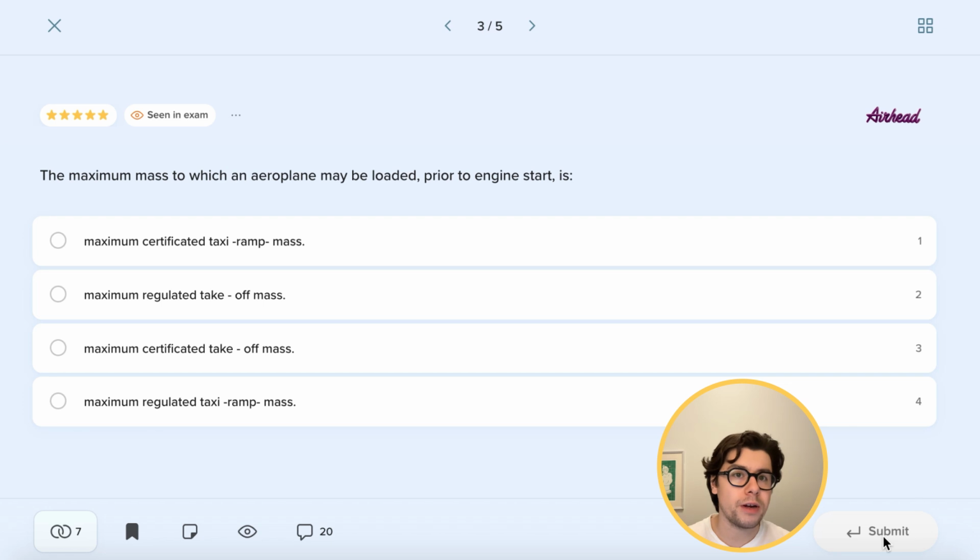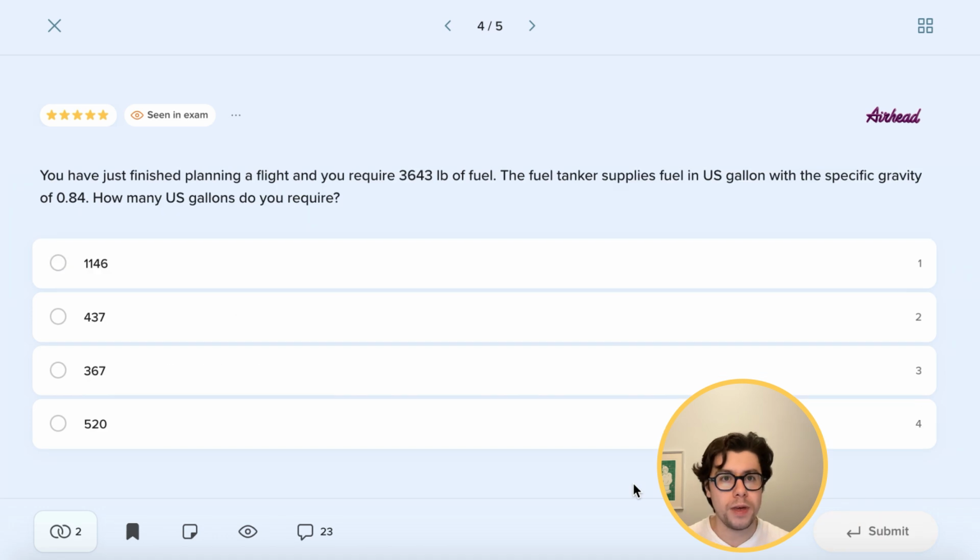So our aircraft can be loaded with a certain amount of fuel, it can be moving with a different amount of fuel, and it can also take off with a different amount of fuel as per the limitations. In that case, the maximum mass with which an airplane may be loaded, so our ramp mass, in this case, will be called the maximum certified taxi ramp mass, and this can be much different than our takeoff mass, as well as sometimes the ramp mass can be different than the taxi mass. So these will always be specified in the AFM of an aircraft and always need to be adhered to.